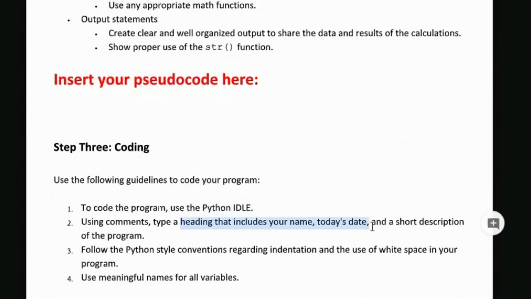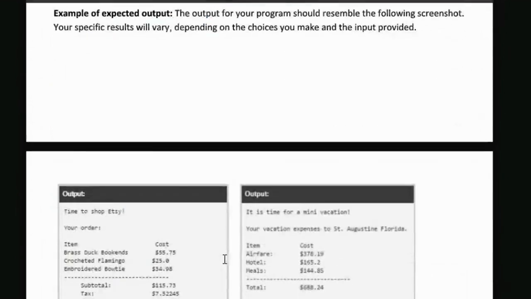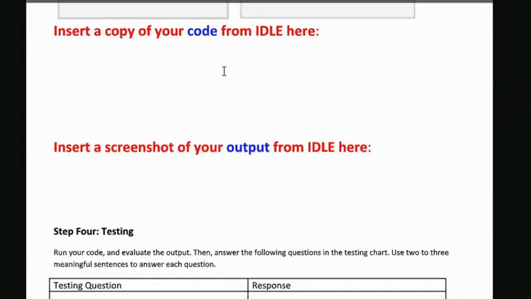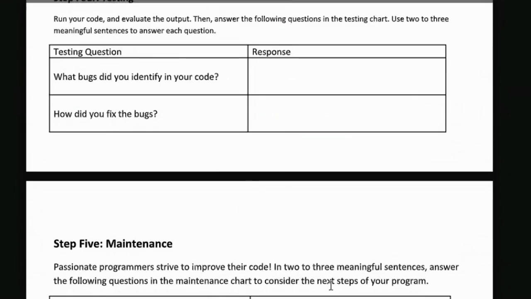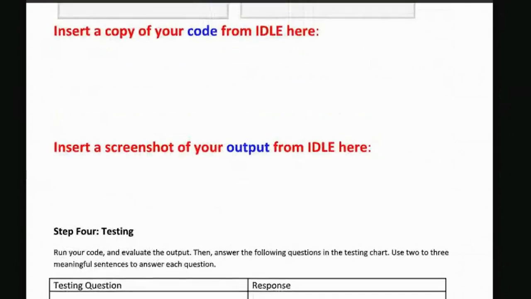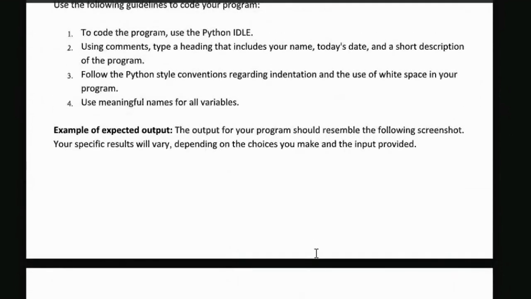You got the heading with your name, date. You indent things properly, meaningful names for all variables. Then here's somebody else's output. Put item cost, subtotal, tax, shipping, total. But yeah, I don't have any code. You didn't answer the questions. These are worth like 20 points usually. I'll look at the rubric this time. So there's a few things missing there.